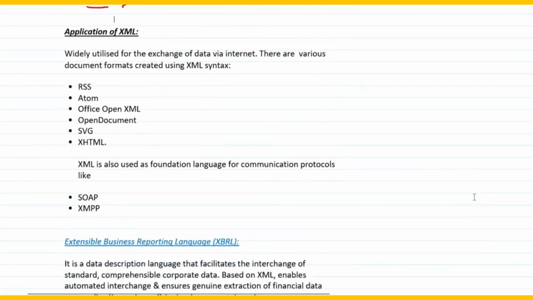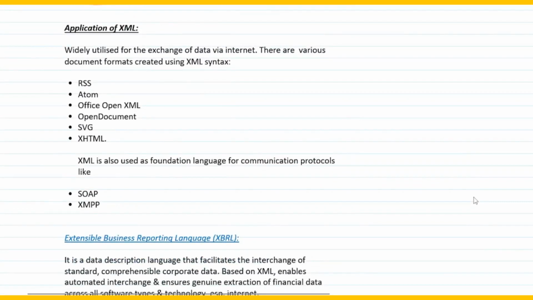Let's move on and see what the various applications of XML are, right? XML is widely used for exchange of data via the internet. So you can prepare data in XML and exchange it via the internet, right? What are the various document formats created using XML syntax? What all documents can be created using the XML language? First is RSS. RSS means really simple syndication, right? You need not know the full form. I'm just telling you for learning purposes. It's really simple syndication. So these are the various document formats which can be created using XML syntax.